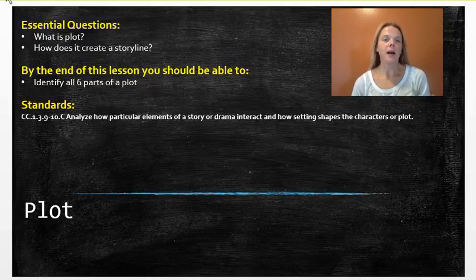Throughout the past few pods, we've been exploring plot, and your essential question is going to remain, what is plot and how does it create a storyline? By the end of this lesson, you should be able to identify all 6 parts of a plot and then apply it to your Gift of the Magi story.